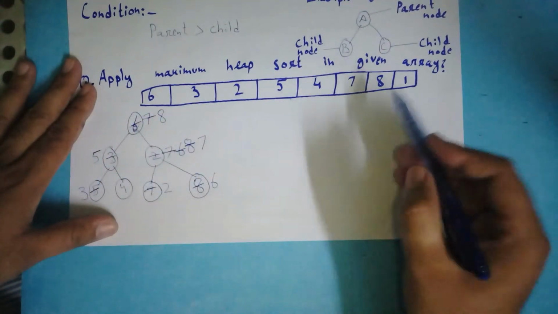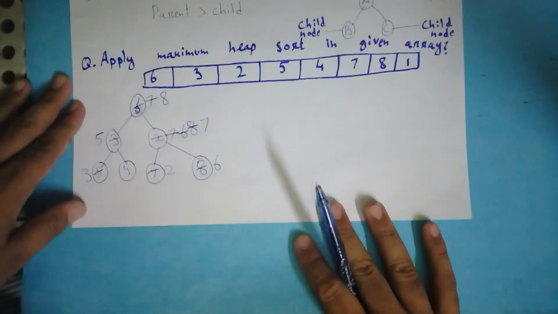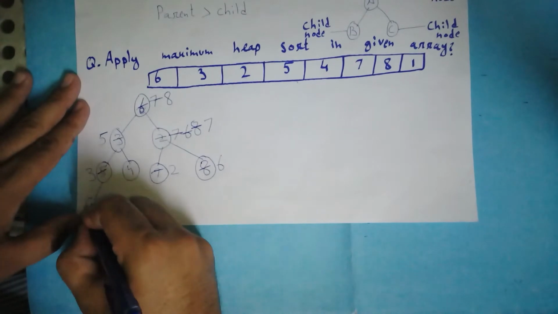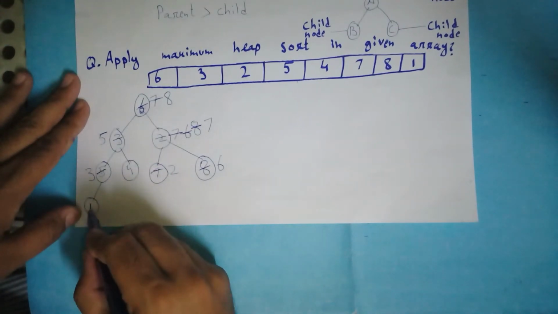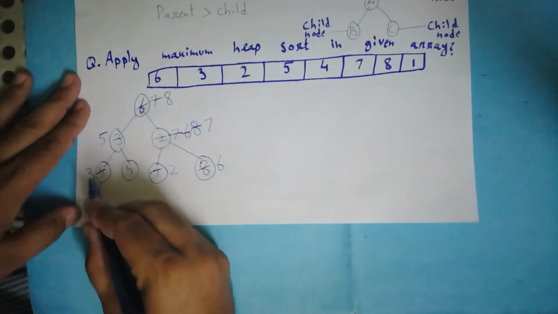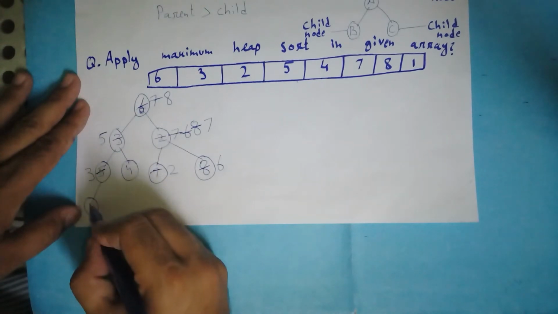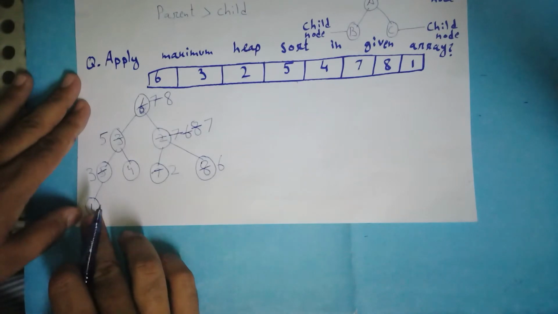Again I go back to the array. After 8 the last element is 1. So I write 1 over here. Again I check the condition. The condition is true because 1 is less than its parent node, meaning 1 is less than 3, and 3 is the parent node of this node. So the condition is true. So now I just leave 2, 1 over here.